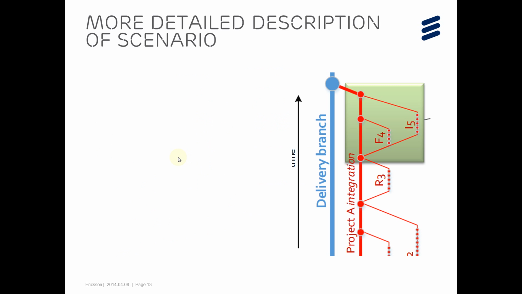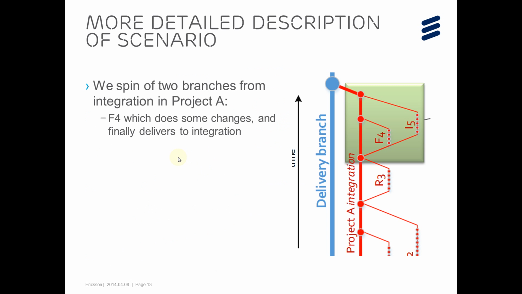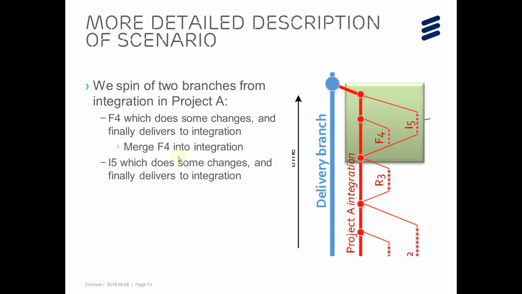Let's have a more detailed look at what we are going to see in the demonstration. We will spin off two branches from integration in project A. F4 does some changes and finally delivers to the integration, and then we merge into integration. This is illustrated by this point, and after we merge feature 4 into the project A integration, we will also merge all the changes needed to resolve issue number 5 into the integration.